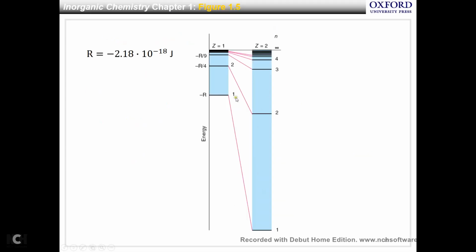Now you are looking at the energy levels of the atomic orbitals in the hydrogen atom. This is helium plus. Remember, in helium plus, there are 2 protons. The nuclear charge is 2. Therefore, if you see this -R here, this is -4R. What is R? R is simply 1/2 of an atomic unit.